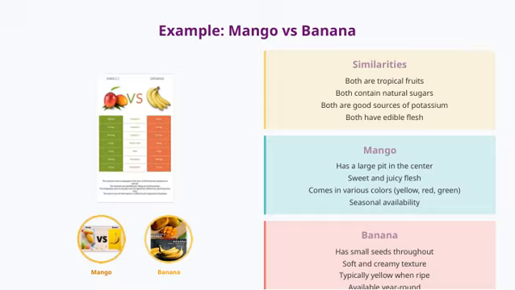In contrast, bananas contain many small seeds throughout their flesh, although they are typically not noticeable when eating. They have a soft, creamy texture that makes them easy to mash or blend into smoothies. Ripe bananas are usually yellow, and unlike mangoes, they are available year-round, making them a reliable staple in many diets.